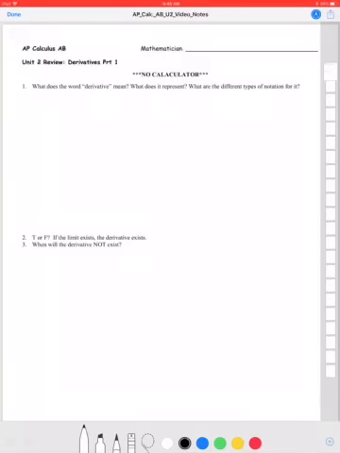All right, number 1 on the Unit 2 review says, what does the word derivative mean? What does it represent? What are the different types of notation for it? So I'd say the main definition of the derivative is it is the instantaneous rate of change.